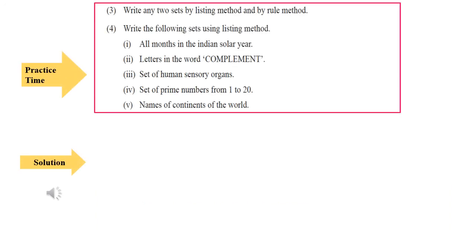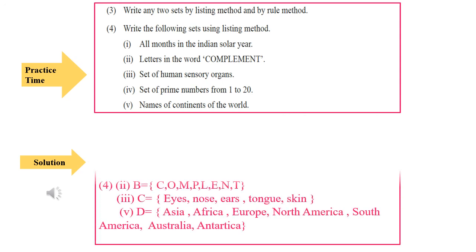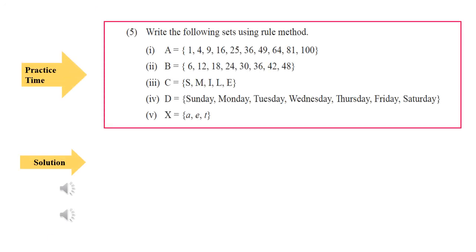Let us move further with the exercise. We have question 3. Write any 2 sets by listing method and by rule method. So here you have to just take an example of your own and start writing. For your reference, I have solved using one example below. Now question 5, the last question of our exercise. Write the following sets using the rule method.